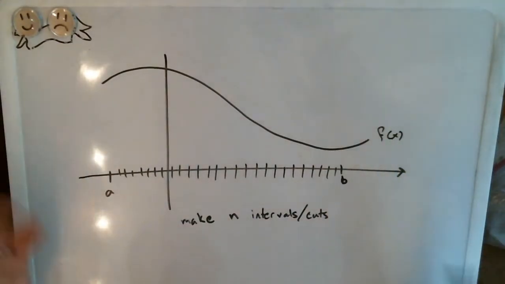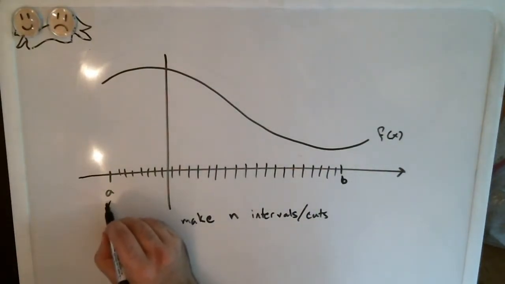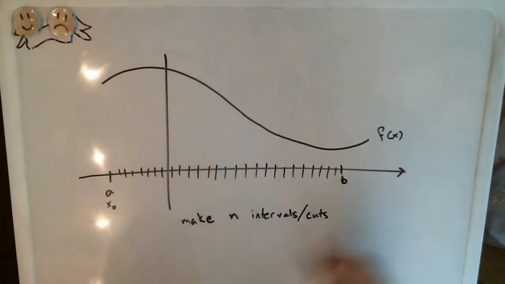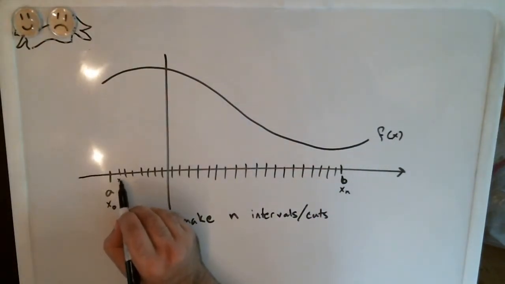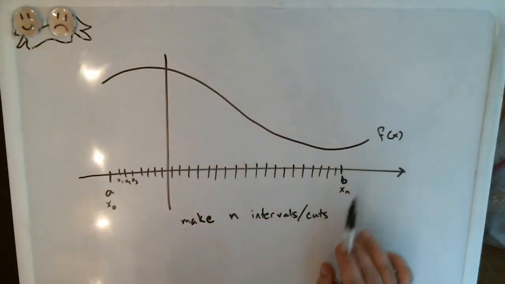That's my n or whatever. And so I don't run out of letters, let's call the first point x0. The last endpoint will always be xn. And then the next one is x1, x2, x3, and so on and so forth.